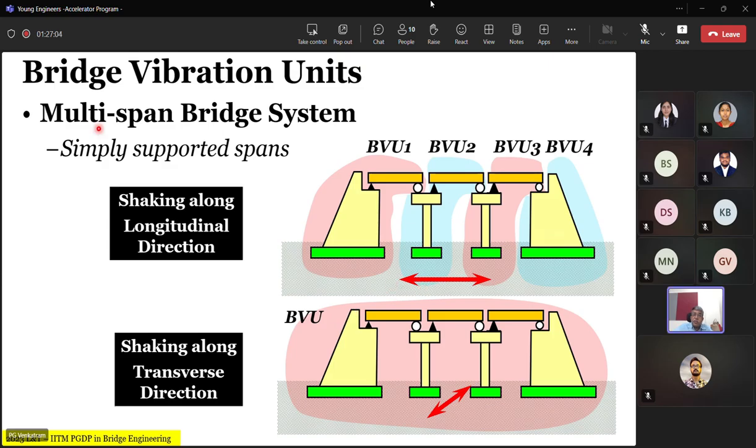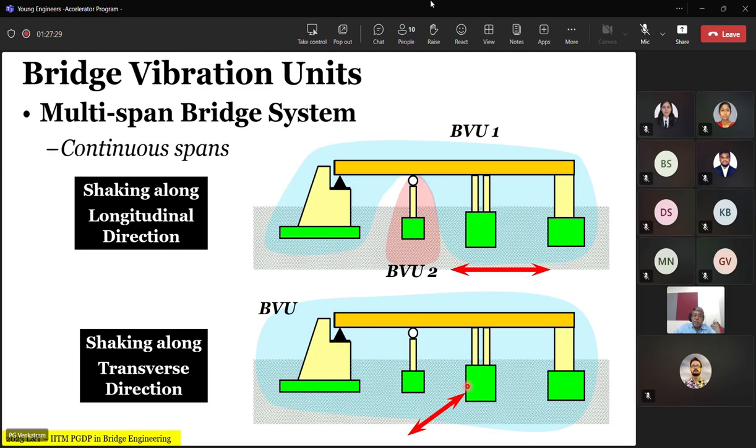Another example we want to see is a multi-span bridge in which each span is simple. Then you have this as one bridge vibrating unit, this as another vibrating unit for longitudinal shaking, this as one other, this as another, and in the transverse direction, the bridge as a whole is a single vibration unit. And in a continuous structure, let us say we have this as an integral and this is fixed to it. These are all integral and this is the roller.